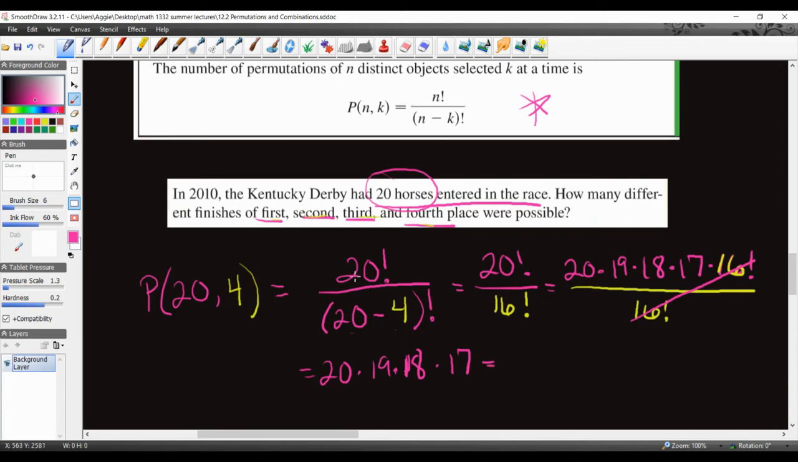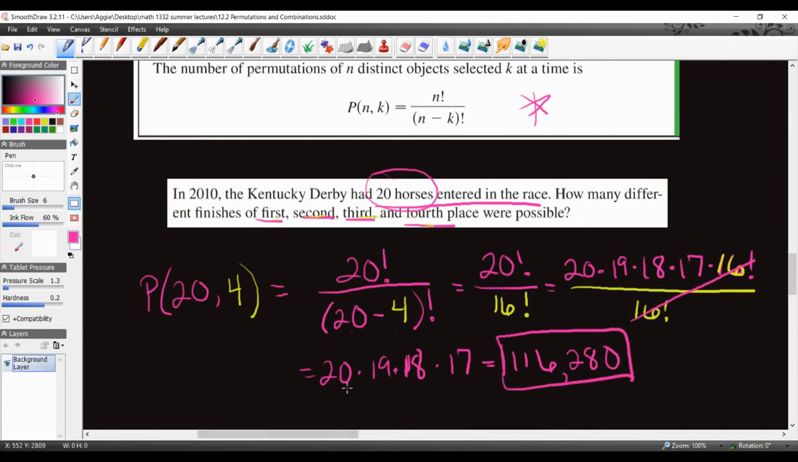So we would multiply this out, and that's going to give us, let me see, 20 times 19 times 18 times 17 is 116,280.